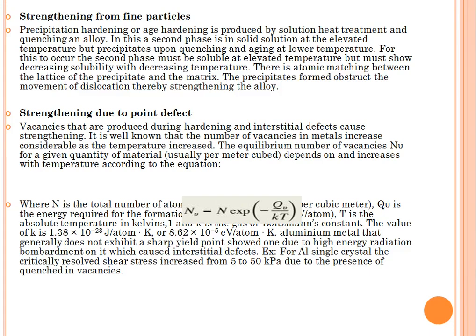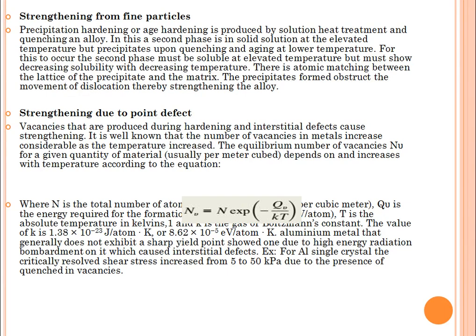Strengthening due to point defects, it happens. So there, point defects happens, vacancies are produced during hardening and interstitial defects. So number of vacancies in the metal increases when the temperature is increased due to non-uniform wetting and transferring it from a lower energy level to higher energy level.